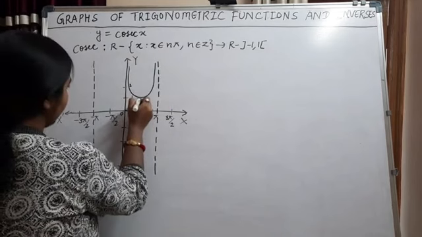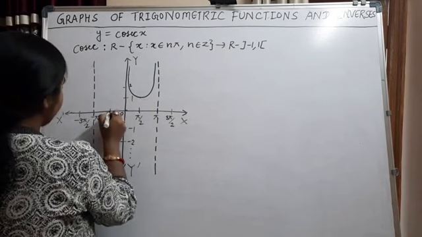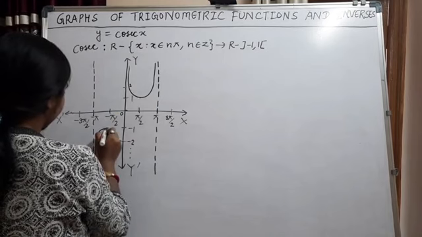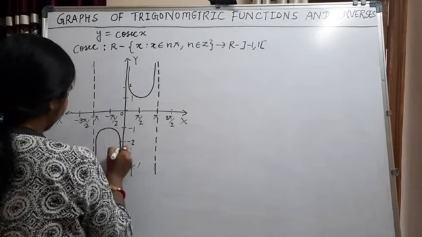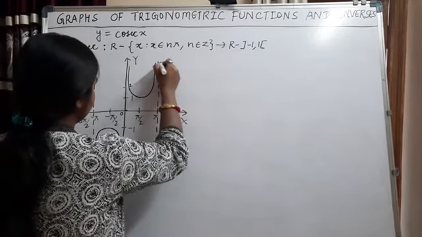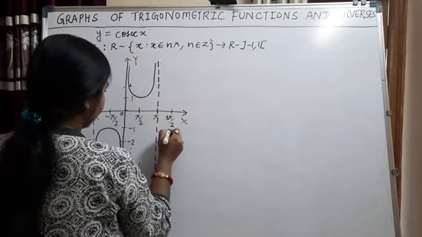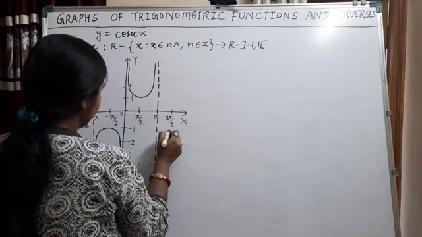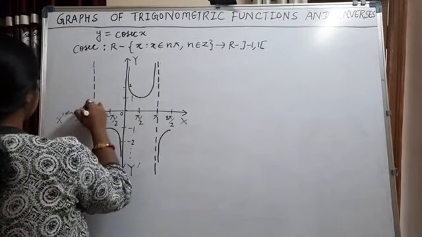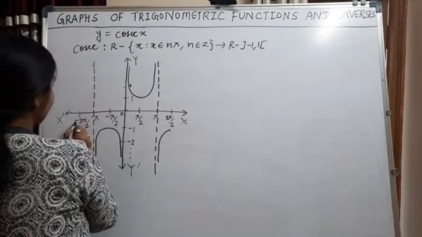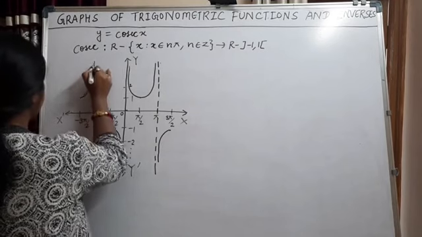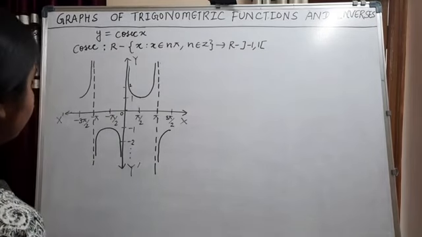Cosec pi by 2 is 1. Then cosec minus pi by 2 is minus 1. So we'll start with here. Here it will be like that. Cosec 3 pi by 2 is minus 1. So it will be like that. And here also, cosec minus 3 pi by 2 is 1. So you can start like that. So this is the graph of cosec x.